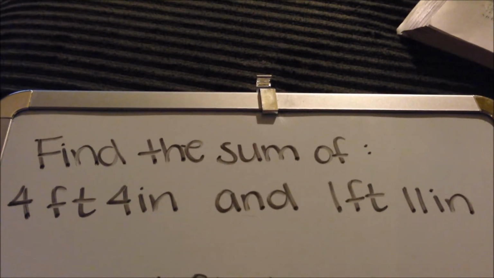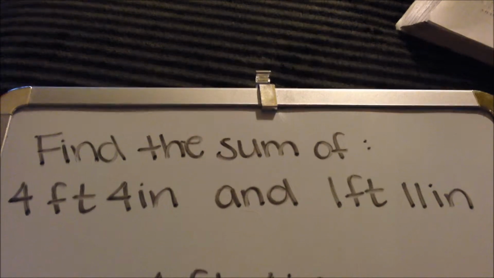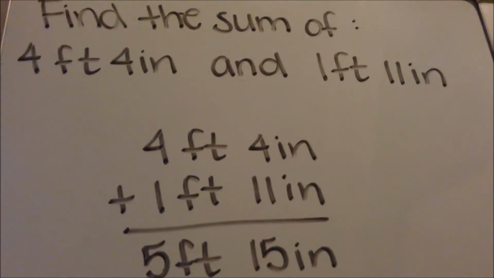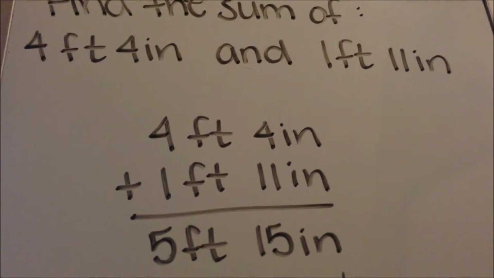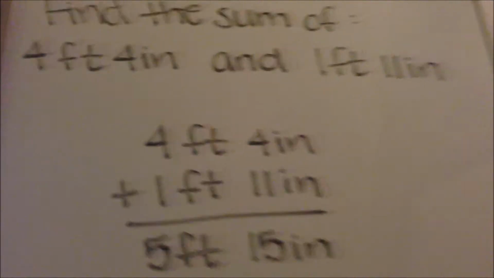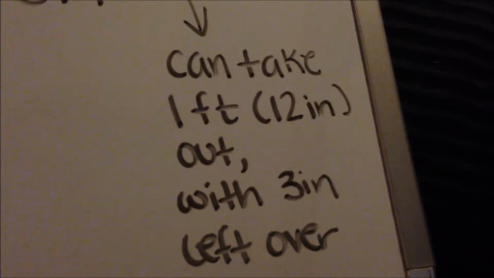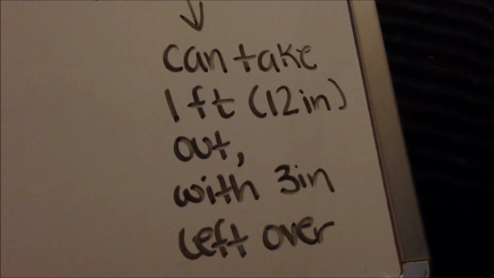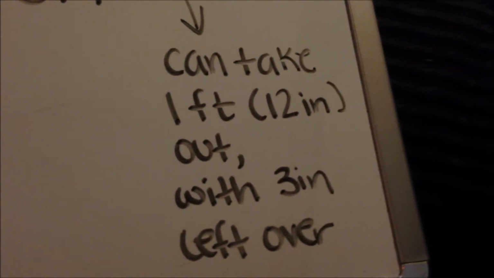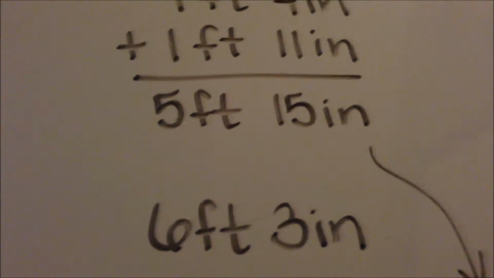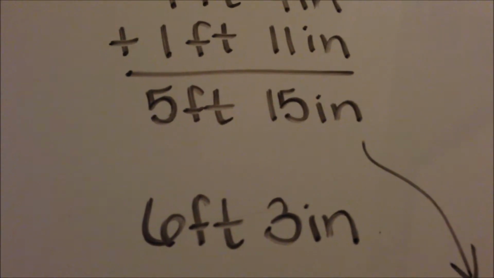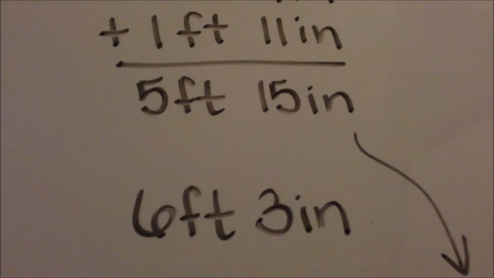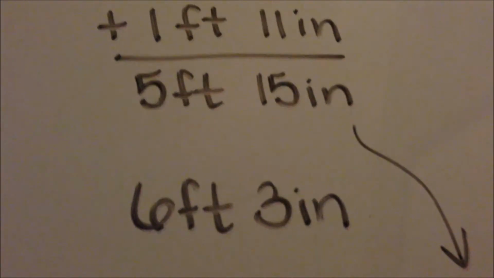Find the sum of 4 feet 4 inches and 1 feet 11 inches. Line up feet and line up inches and add. You get 5 feet 15 inches. But you can take 1 foot or 12 inches out of 15 inches with 3 inches left over. So add 1 to 5 feet to get 6 feet, and we simply have 3 inches left over.